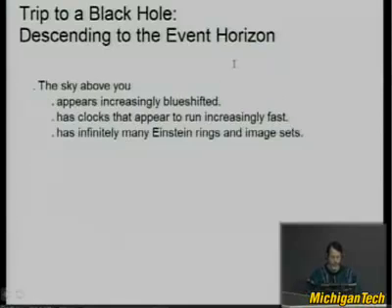Okay, so I described this. Clocks run increasingly fast as you get closer to the event horizon, so you will see infinitely many versions of the universe as you go toward the event horizon. Just as you cross it, you can see lots and lots of Einstein rings, and between Einstein rings or image sets, you see lots of versions of the universe as you fall in.